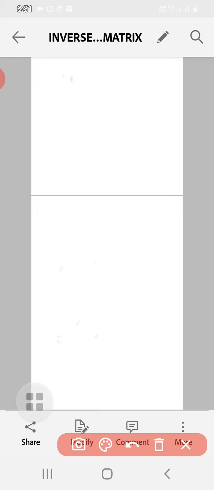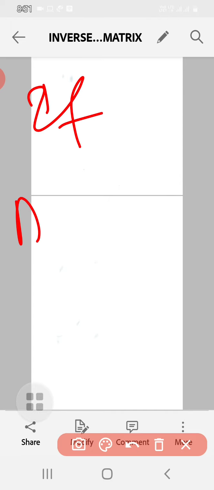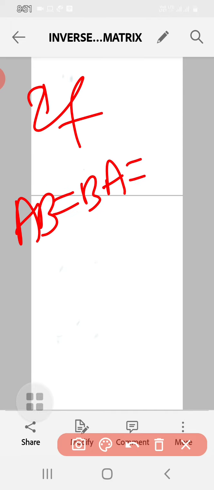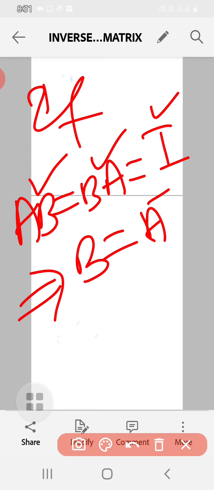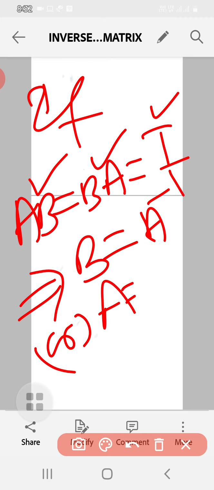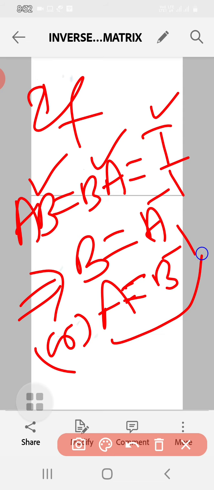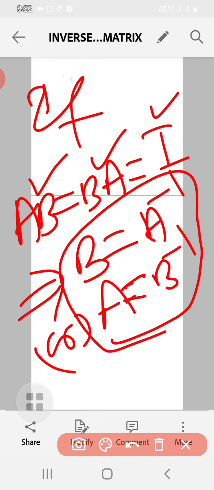If AB is equal to BA is equal to I, I am recalling what we have learned in the last class, not a new thing. We ended our class at this point. If AB is equal to BA is equal to I, then one matrix is the inverse of the other. Matrix B may be the inverse of A, or matrix A may be the inverse of B. That means the inverse exists, and these matrices are called invertible matrices.